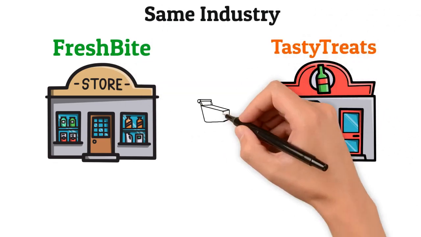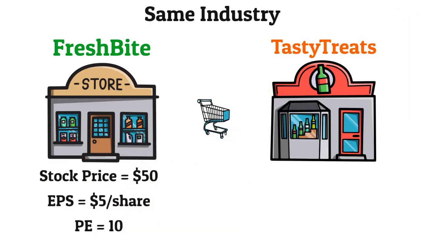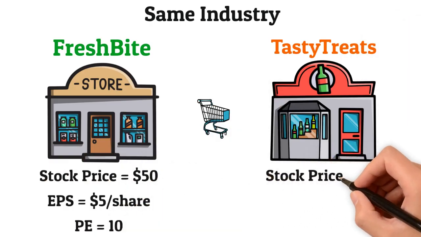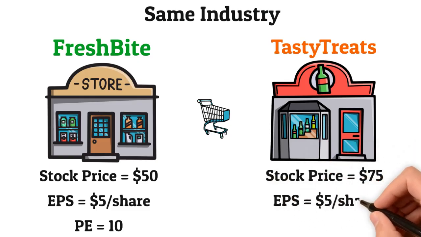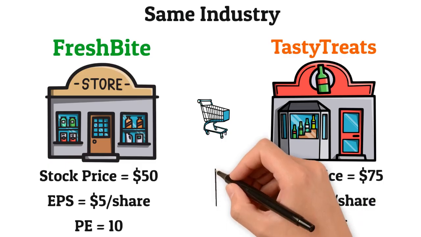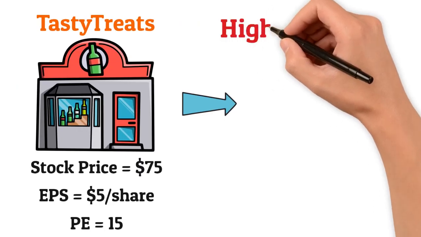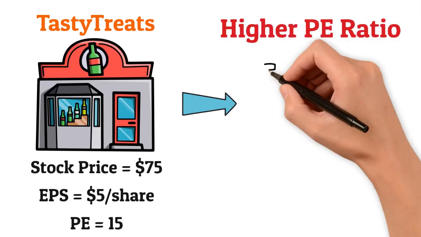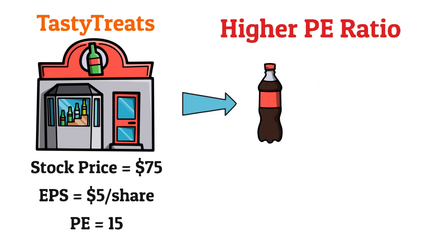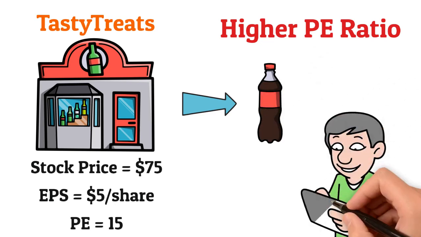Freshbite, with a stock price of $50 per share and earnings per share of $5, has a PE ratio of 10. And Tasty Treats, with a stock price of $75 per share and earnings per share of $5, has a PE ratio of 15. Both companies are profitable and operate in the same industry, selling similar types of products. However, Tasty Treats has a higher PE ratio because investors expect it to grow faster in the future. Perhaps it has a new product line or a more innovative marketing strategy that gives it an edge.